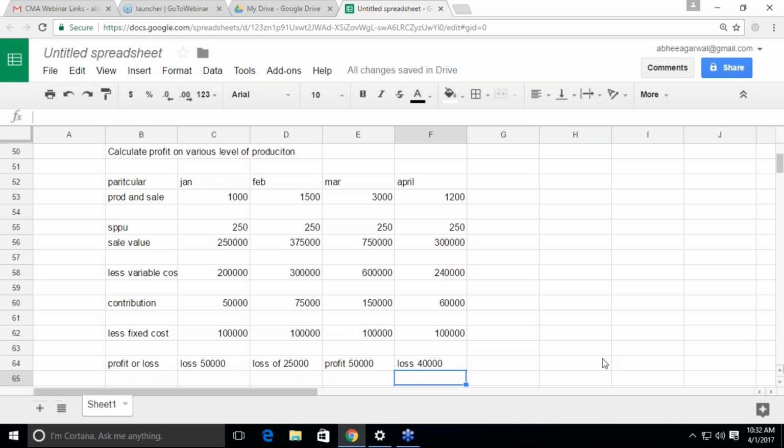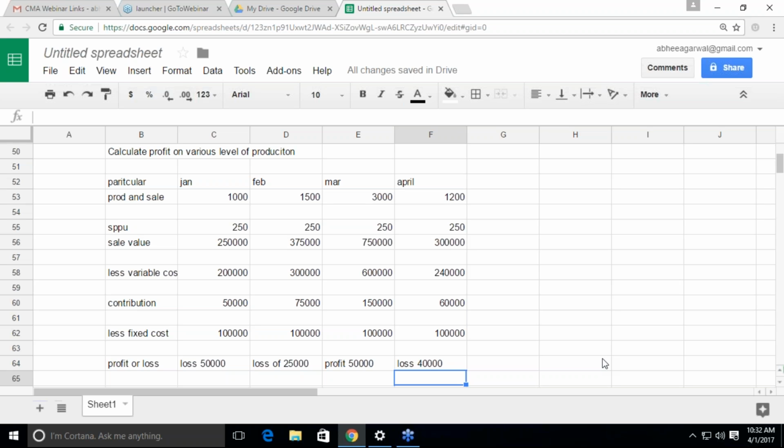Basically, I have to operate at that level of production and sale where at least I can incur my fixed cost, because my fixed cost is 1 lakh every month. It is constant. It is not changing. So I will not take fixed cost into my decision making.